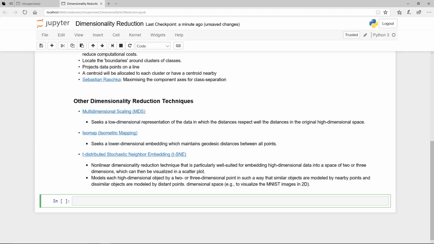A couple of others are MDS, which seeks a lower dimensional representation of the data, and ISOMAP, which also seeks a lower dimensionality embedding. It maintains the geodesic distances between all points. And also t-SNE, t-distributed stochastic neighbor embedding, which is a non-linear dimensionality reduction technique.